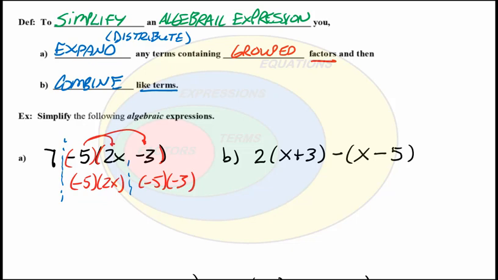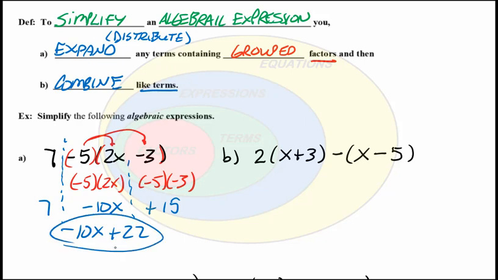So what are my term values? Well, I have the 7 from before. Negative 5 times 2x is negative 10x. That would be a new term. Negative 5 times negative 3 is positive 15. So now I've expanded, and I ended up with now 3 terms, and I can combine like terms. I got a negative 10x, that's the only x term. 7 and 15 is 22. So that would be the expression simplified.